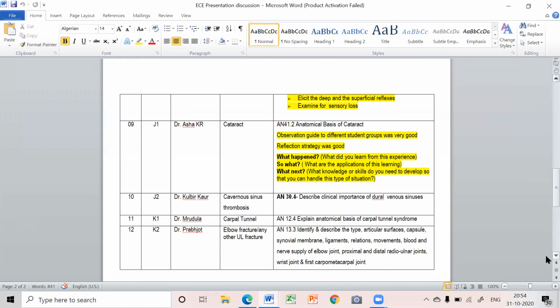Okay, fine. So the reflection strategy was very good. I like that what happens, so what, and what next. That really kindles the interest in the minds of the students for a very rich learning experience. So that was really nice. Thank you, ma'am. Thank you so much. We should follow it for all modules. Actually, this is clearly stated in this MCI module also, that is reflection strategy. Yes, exactly. Thank you, Dr. Asha. Thank you, ma'am.